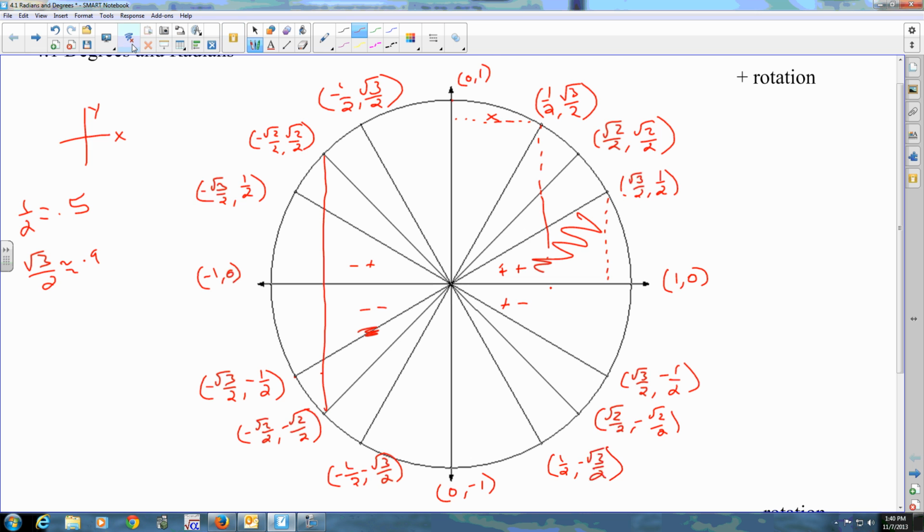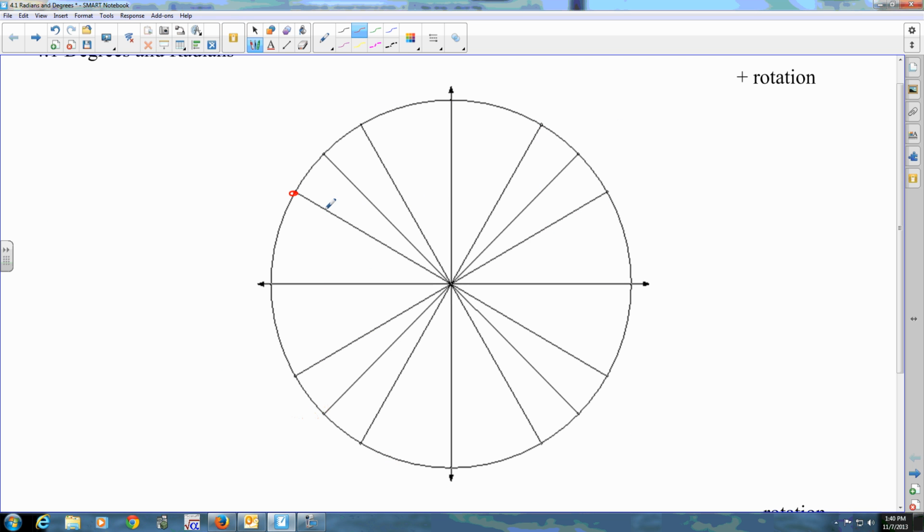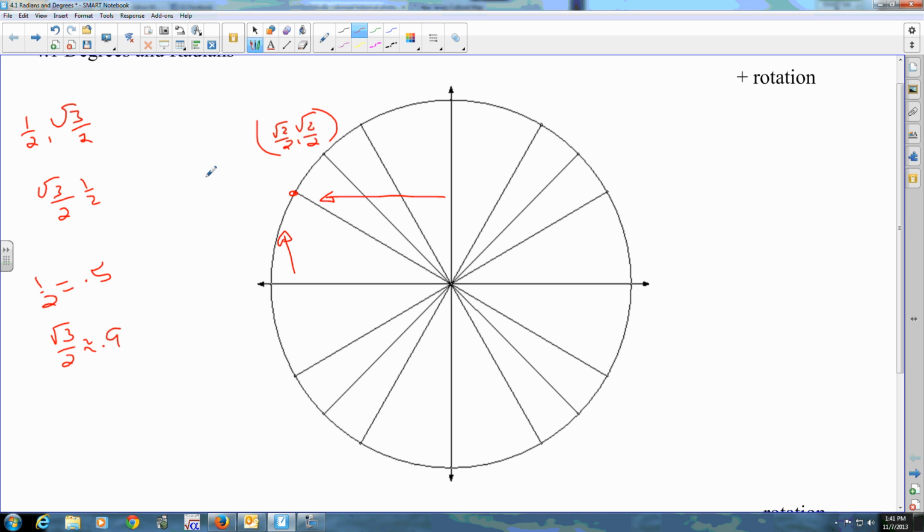When I give you, say, this coordinate, you're going to go, okay, it's not a 45. The 45s have the same numbers. So it's got to be a choice of 1/2, square root of 3 over 2 or square root of 3 over 2, 1/2. But what I just got done saying is 1/2 is 0.5 and square root of 3 over 2 is about 0.9. This one is farther left than it is up. So the x value gets the bigger number, and you're in this quadrant, so the x is negative.